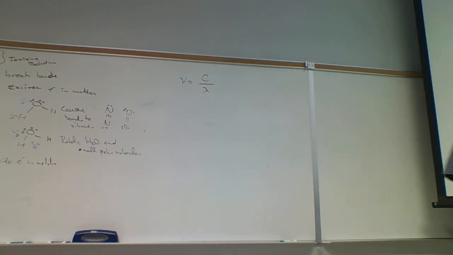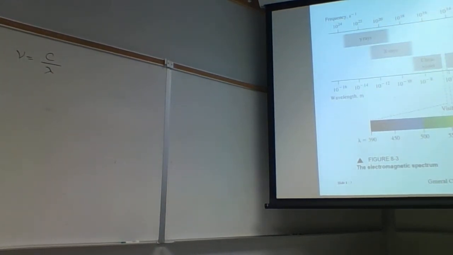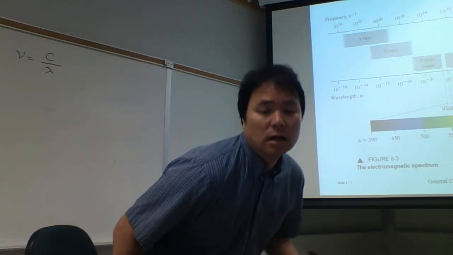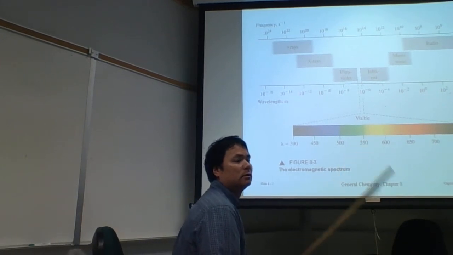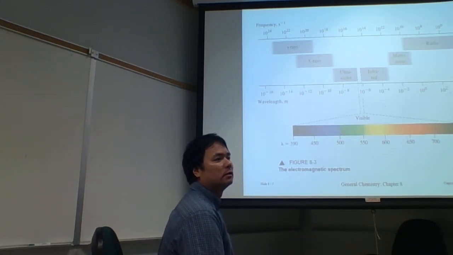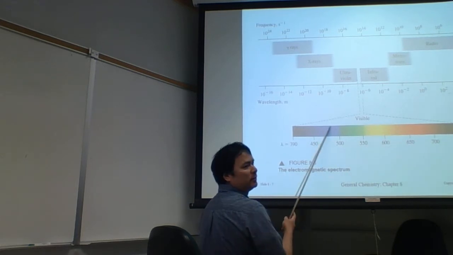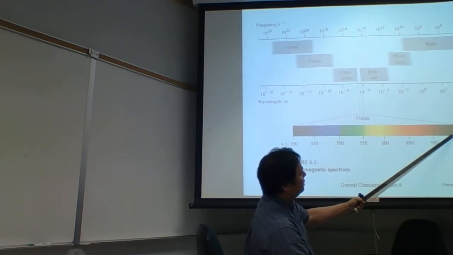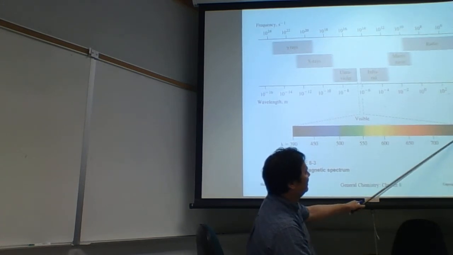All right. What you should know is I don't expect you to memorize the wavelengths and frequencies of any light, except for one. You need to know visible light. Do you know the colors of the rainbow? Yeah, Roy G. Biv: red, orange, yellow, green, blue, indigo, violet. Everybody knows Roy G. Biv?